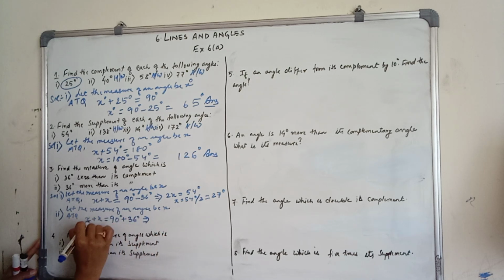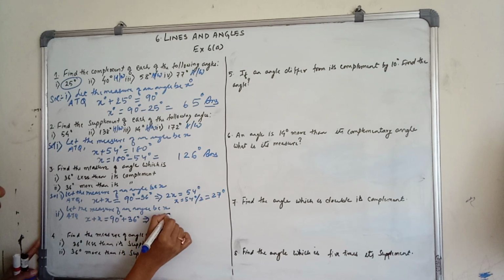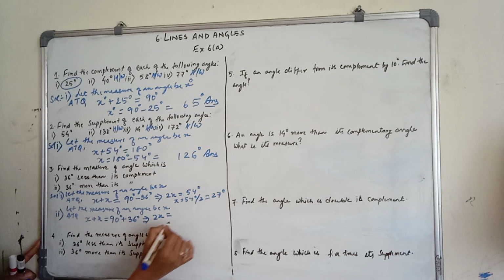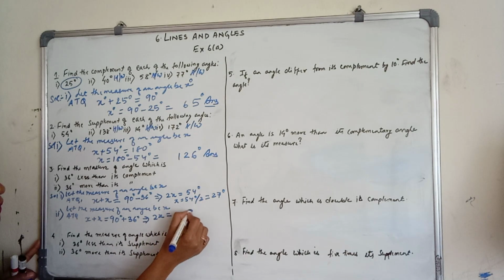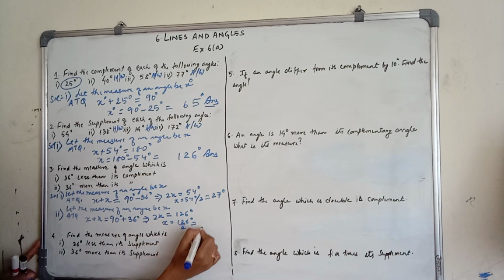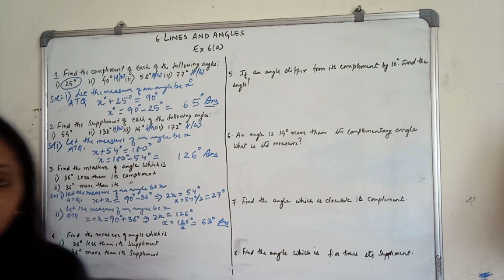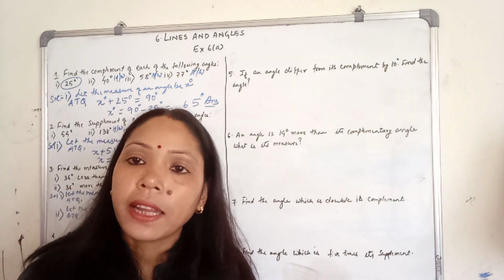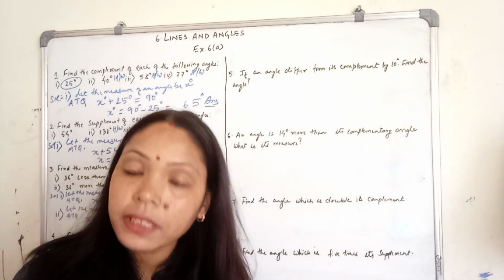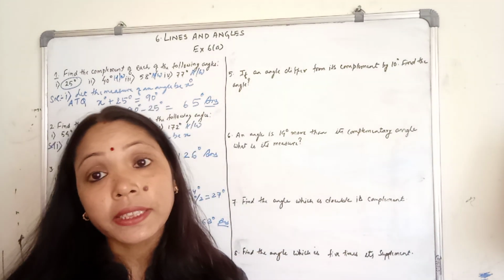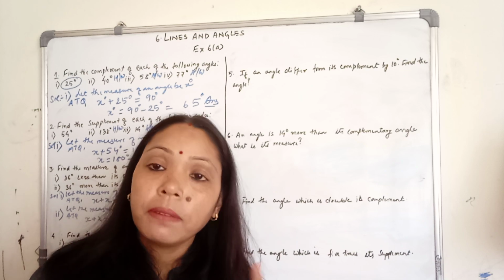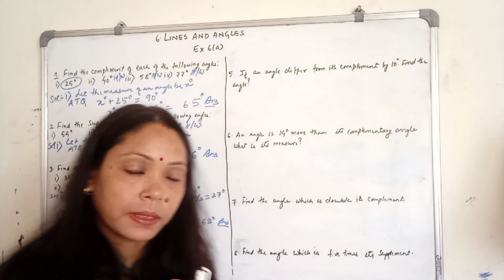Now solve it. x plus x will be twice x. 90 plus 36 will be 126 degrees. So x is equal to 126 degrees divided by 2, which is equal to 63 degrees. That is the answer. So 36 degrees less means 90 degrees minus 36. 36 degrees more than its complement means 90 degrees plus 36.